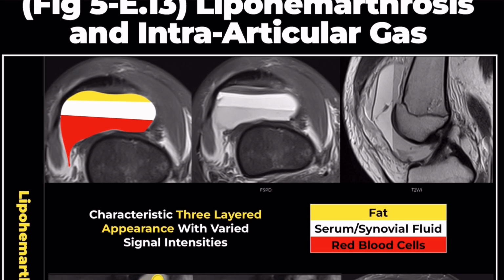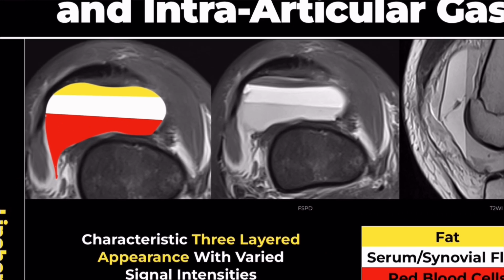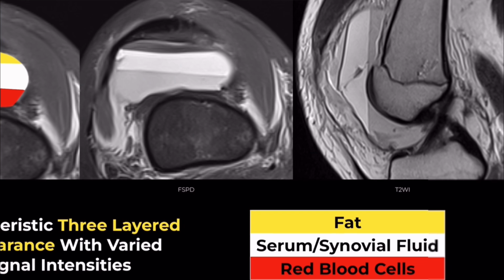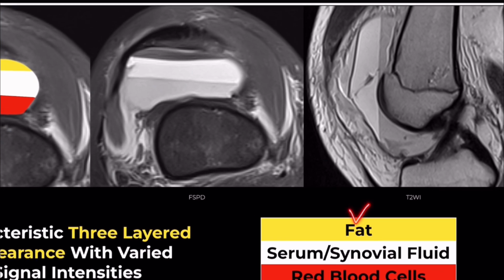Another notable finding in lipohemarthrosis is the characteristic three-layered appearance with varied signal intensities. You can observe three distinct layers: fat at the top, serum or synovial fluid in the middle, and red blood cells at the bottom.